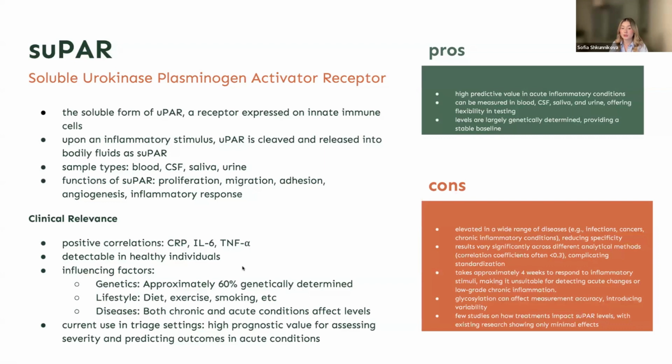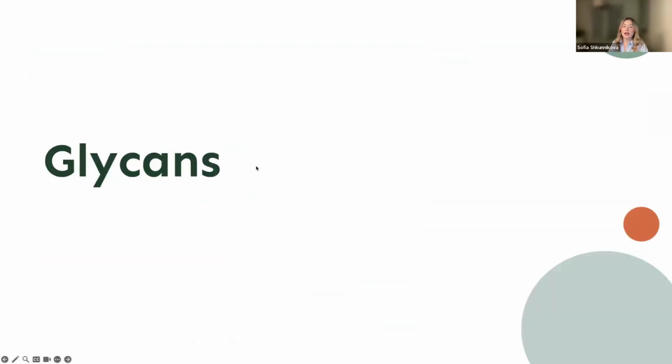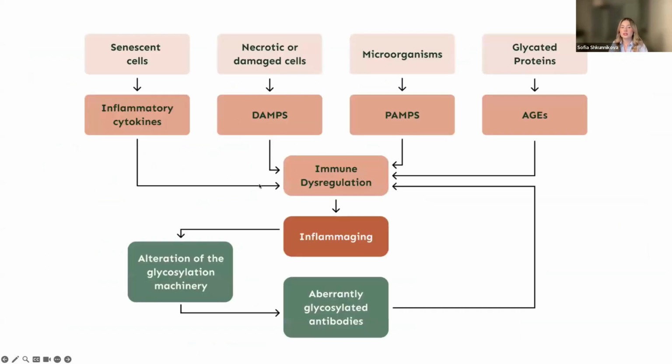And now we come to glycans, the third of the novel biomarkers, and I believe most of you have already heard our spiel about glycans, and you know what they are, you know what GlycanAge is, but I would love to explain how it ties in with this whole story about acute and chronic inflammation. So let's just look at this diagram for a second.